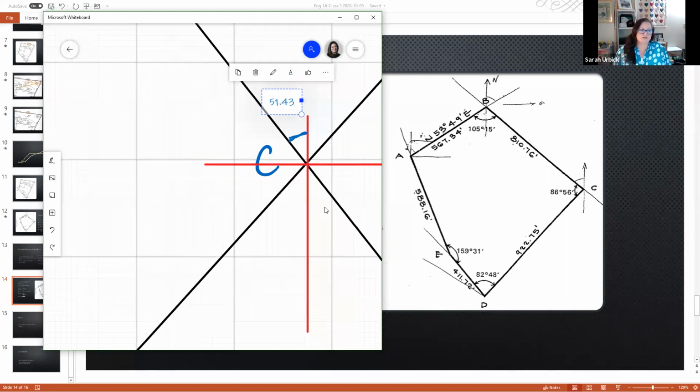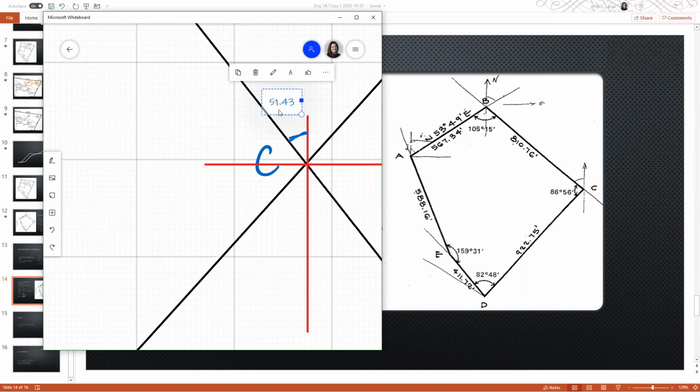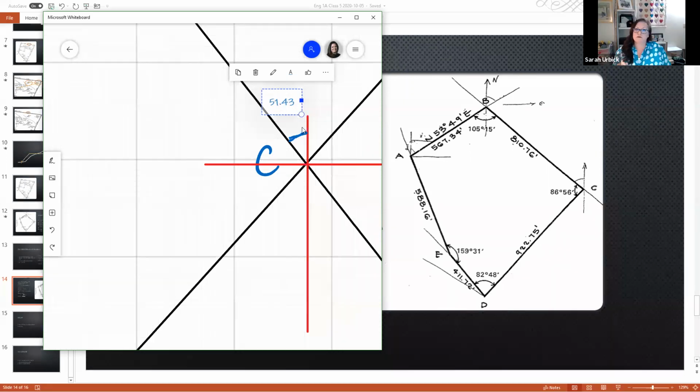We have an interior angle, right? Yeah, we add the interior angle to that 51.43, and the whole thing we subtract from 180, I think. Correct. Take our interior angle, 86 degrees, 56 minutes, add our 51 degrees, 26 minutes, and subtract it from 180 to find this missing angle here.